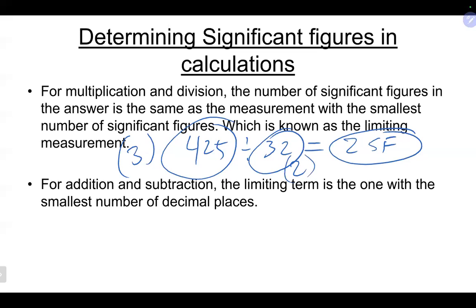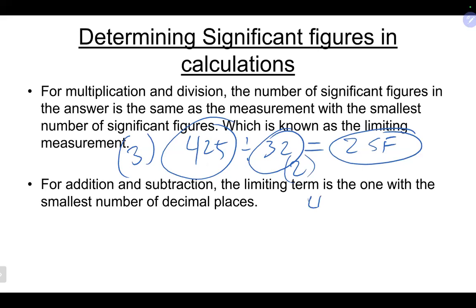When you add and subtract, we're actually looking at decimal places. So the number of decimal places, not significant figures, that your answer should have is the same number of decimal places as the number with the least number of decimal places. So once again, least, smallest, and the reason for that is, frankly, they are your worst measurements. Your calculation is only as good as your worst measurement. So we go with the smallest sig figs when we multiply and divide. We go with the smallest number of decimal places when we add and subtract.